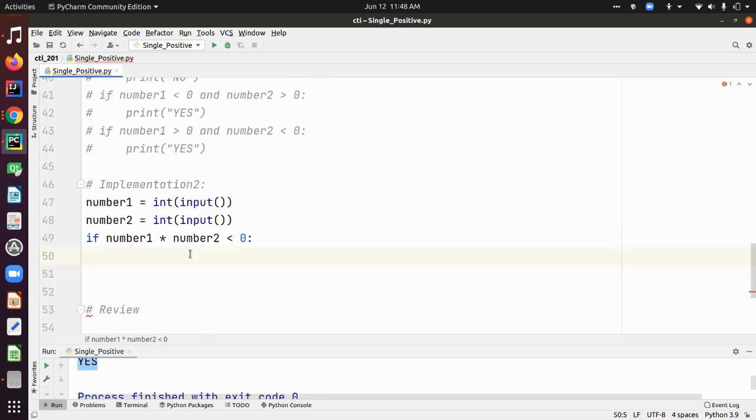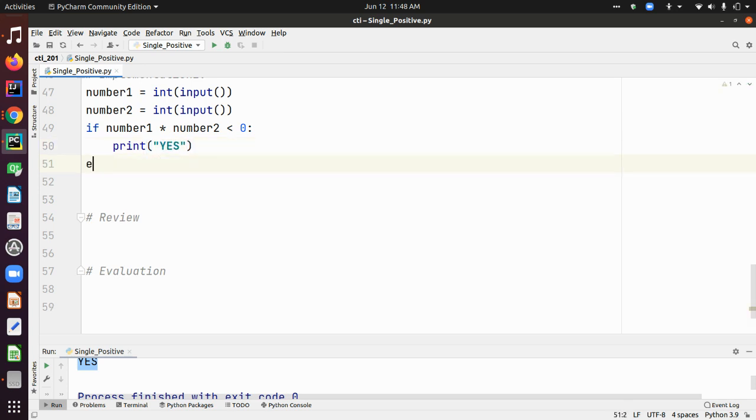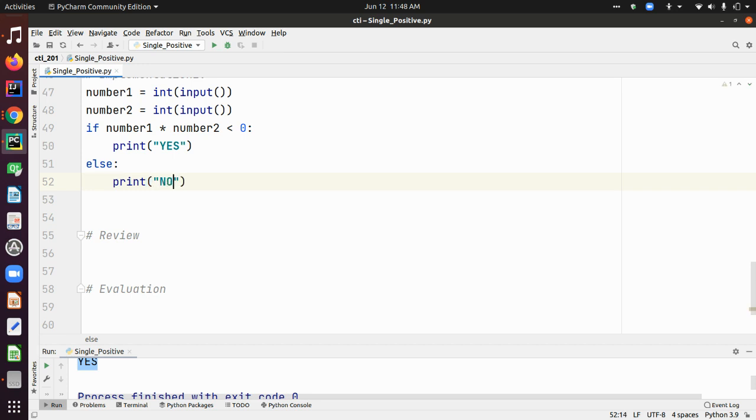Plan 2, yes. Print yes, else print no. So there you have it. We make our code elegant by going over one more iteration.